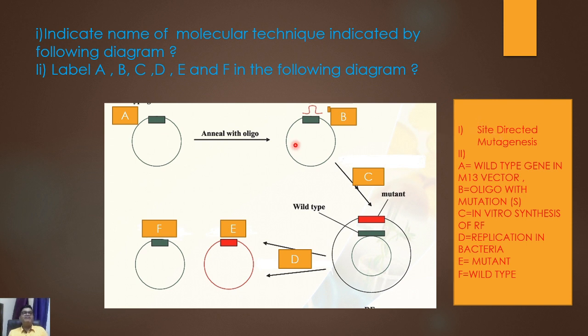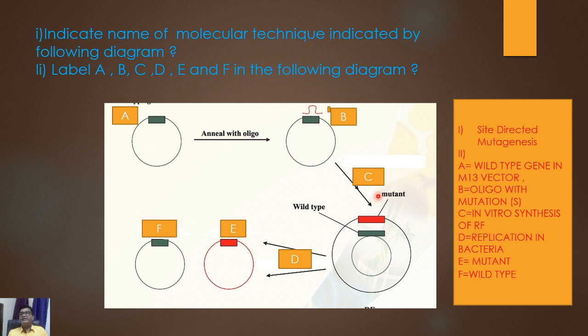If you want to label, A means wild type gene in M13 vector. Then B, that is oligonucleotide mutation, means an altered gene of one nucleotide that leads to a change in the quality of protein through changing of the gene.